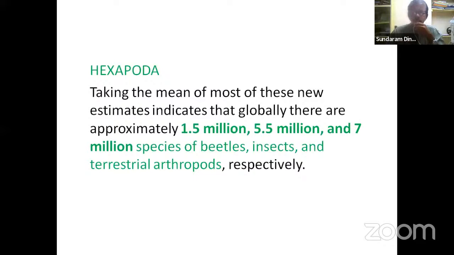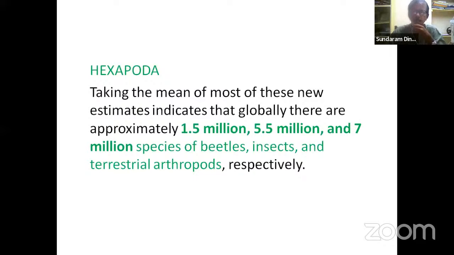The population of insects, at a global scale, is approximately 1.5 million species of beetles and 5.5 million species of insects. You can compare why there is a specific place for beetles, because in the animal kingdom, Arthropoda is the dominating group, the animals which have jointed legs.